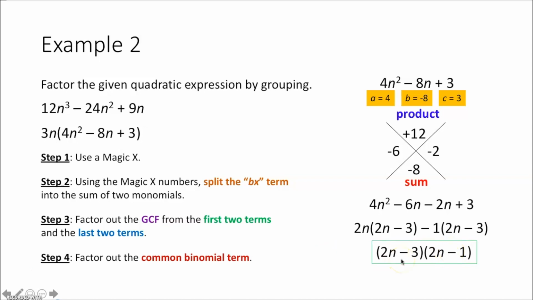We can then finalize our answer, because this is not our answer. Remember, in the beginning of the problem, we took out a 3n, which means that needs to be in our final factored form for our answer. So we put 3n, then parentheses 2n minus 3, parentheses 2n minus 1. That's how you write your answer.